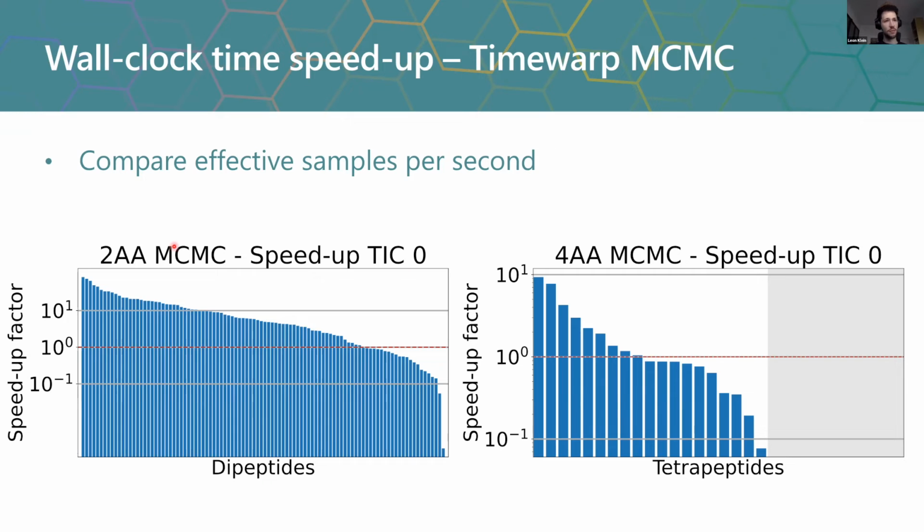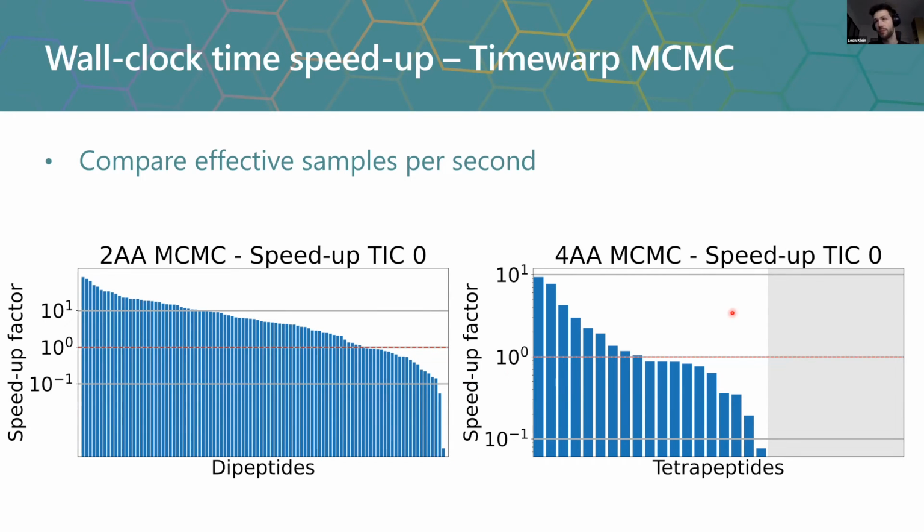So you can see for dipeptides, we get a speed up compared to MD for most. So this wall clock time speed up. For some, it's lower, and for very few, it's super low. And this is because for these dipeptides, there exists basically only a single metastable state. And that way, it's super hard to speed this up.